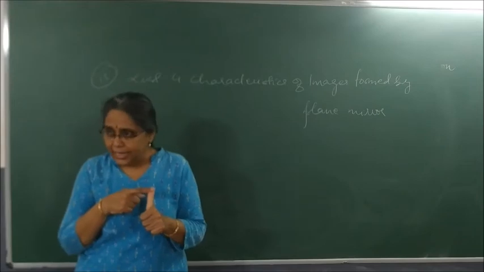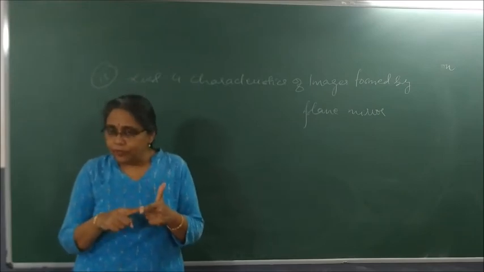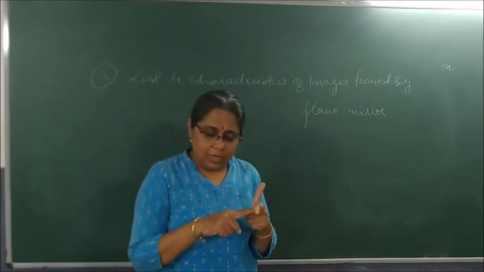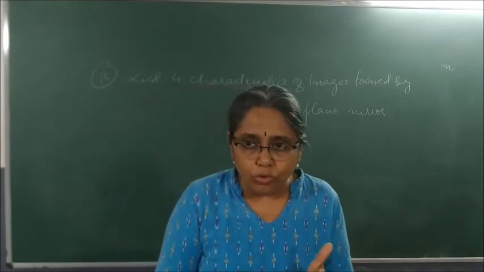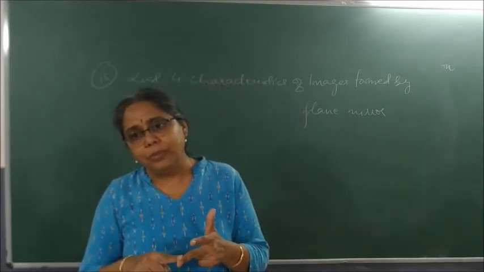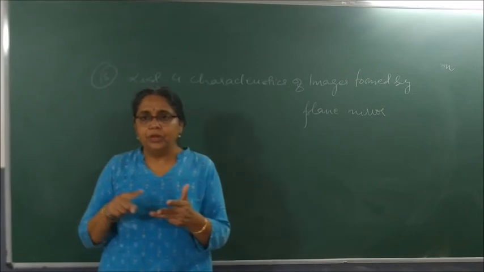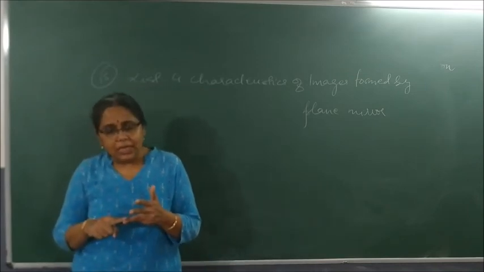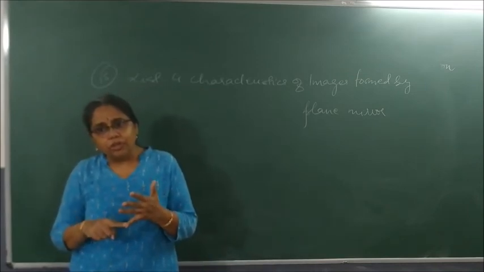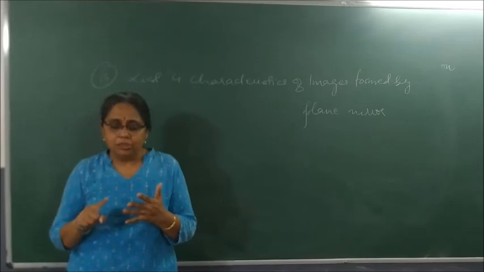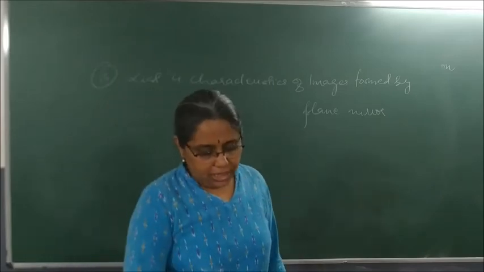First, virtual and erect. Second, height of the object is equal to height of the image. Object distance u from the mirror is equal to image distance v from the mirror. Image is laterally inverted. Magnification in case of a plane mirror is +1. Okay. Now the next question.